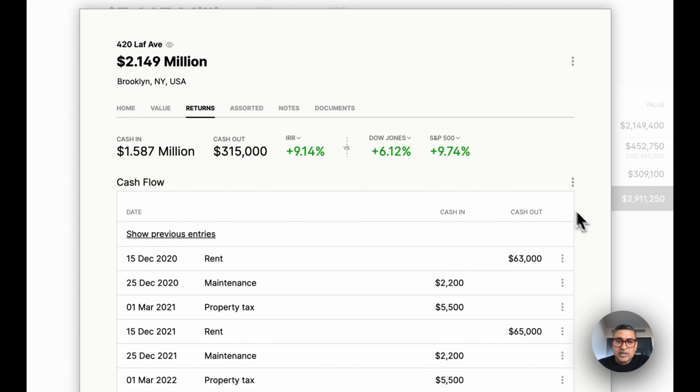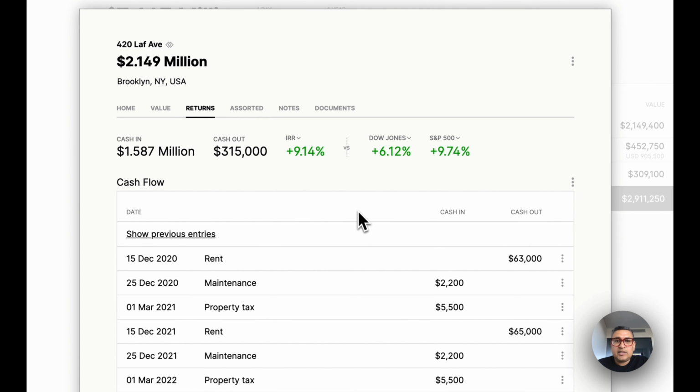Now let's look at the returns tab in the asset details screen a little more in detail. Returns tab shows you the rate of return of your investment. In Kubera, it's called the IRR, internal rate of returns. IRR is the best way to measure the rate of return if you have multiple contributions and withdrawals in an investment, along with the time factor of your investment.